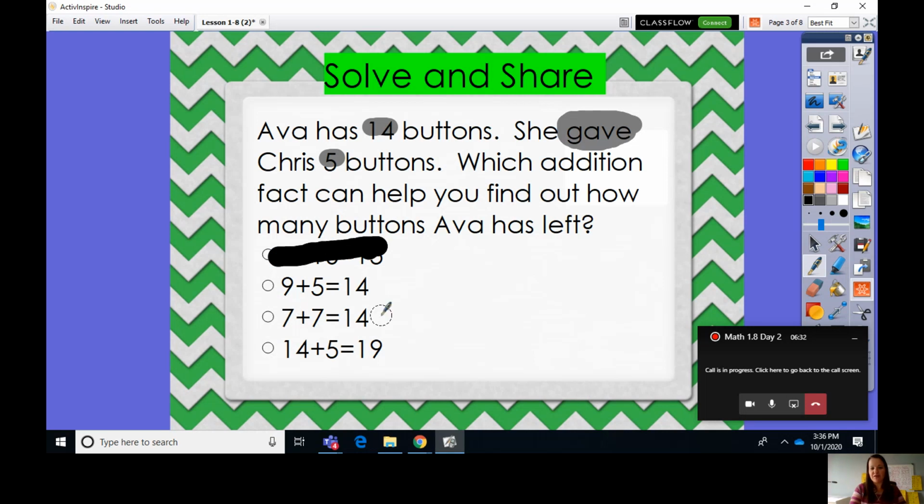Let's see. 9 plus 5 equals 14. Well, I have a 5 and I have a 14. And I know 14 minus 5 equals 9. Ooh, that could be it. I'm going to check the other two just to be safe. 7 plus 7 equals 14. Well, I don't even use 7 at all up here, so that's not it. And then 14 plus 5 equals 19. Well, Ava didn't get buttons from Chris. She gave them away, so I'm not going to have more. So guess what? If you chose 9 plus 5 equals 14, you were correct. Good job, friends.